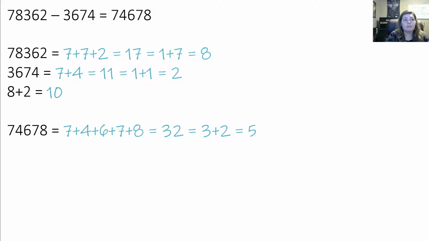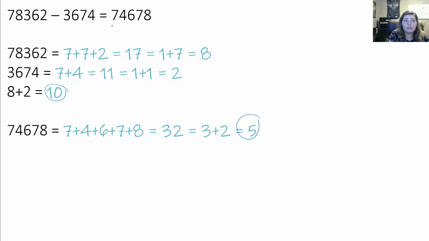So 7 plus 7 plus 2, 17. 17, or 1 plus 7 is 8. 7 plus 4 equals 11. Again, 1 plus 1 equals 2. So we're just going to add those together. 8 plus 2 is 10. And then we're going to add the actual answer that they said we got here, and that equals 5. So we're actually just off by a tens place.